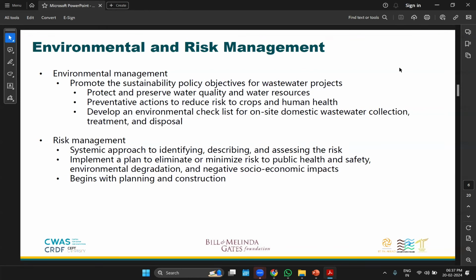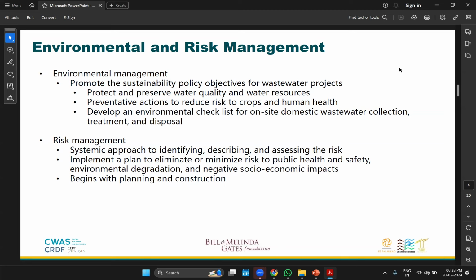In terms of environmental and risk management, under environmental management, we look to promote the sustainability policy objectives for wastewater projects. That means to protect and preserve water quality and water resources, identifying preventative actions to reduce risk to crops and human health, and developing an environmental checklist for on-site domestic wastewater collection, treatment, and disposal. Some examples of the environmental checklist include number of people whose waste is collected, the expected monthly flow, confirming the quality of the flow, for example, that it does not include any commercial waste, and the proximity of the system to natural water resources and the use of these water resources.